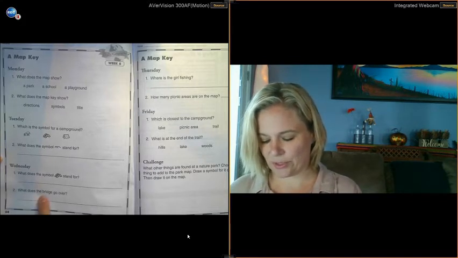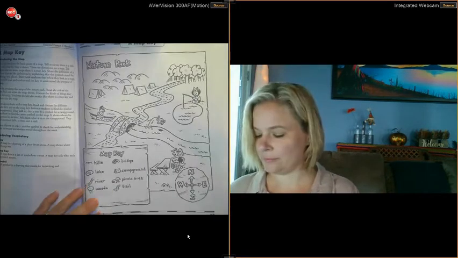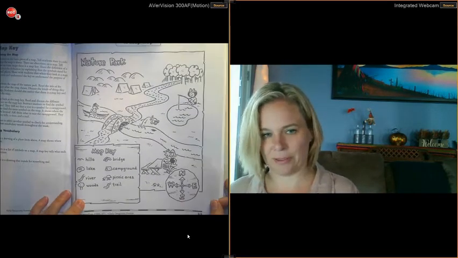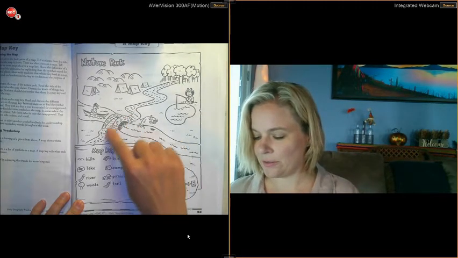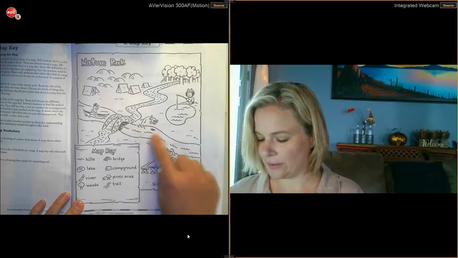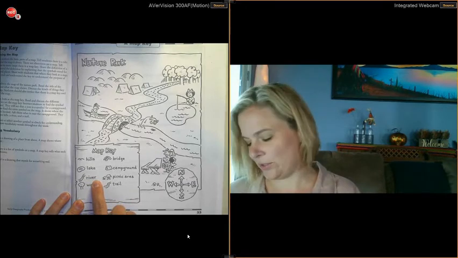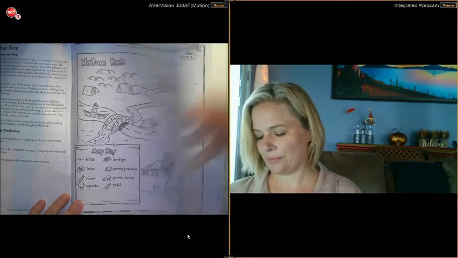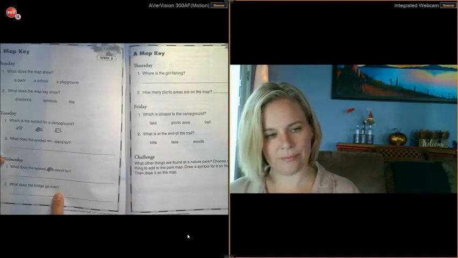What does the bridge go over? Yeah, look at this map key. Look at the map. There's the bridge. This symbol with the curved lines and the waves in it, that was the river. So the bridge goes over the river. Okay, so you'll write river down here.